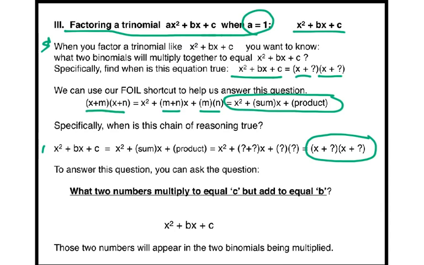To answer this question, we will always ask the question, what two numbers multiply to equal c, but add to equal b? And I put a little multiplication symbol over the c and a little addition symbol over the b to remind myself that I'm looking for two numbers that multiply to equal c, but add to equal b. Those two numbers will appear in the two binomials being multiplied.